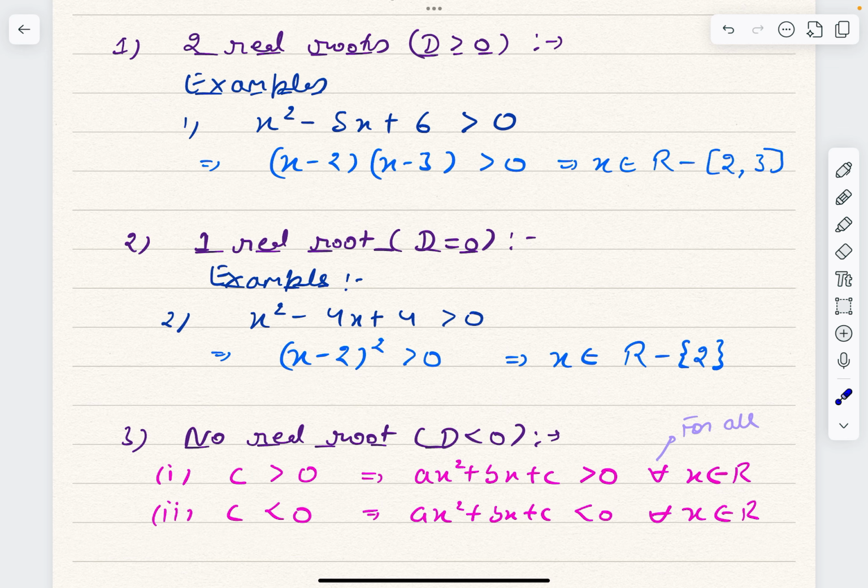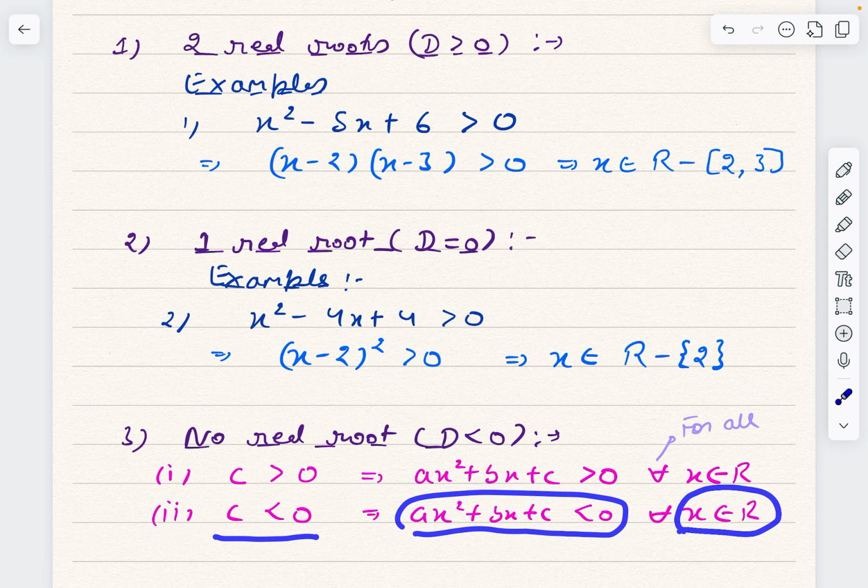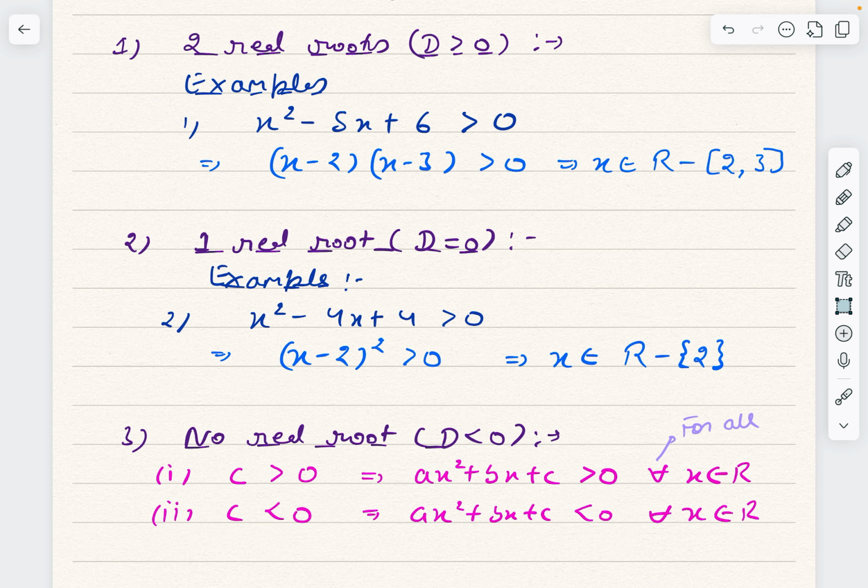That means this will always be true. ax square plus bx plus c will be greater than 0 for all real values of x. And when c is less than 0, ax square plus bx plus c will be less than 0 for all values of x, for all real numbers. I hope it makes sense. Let us see what kind of questions we have here.